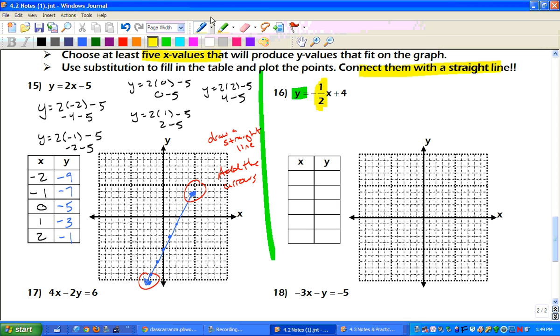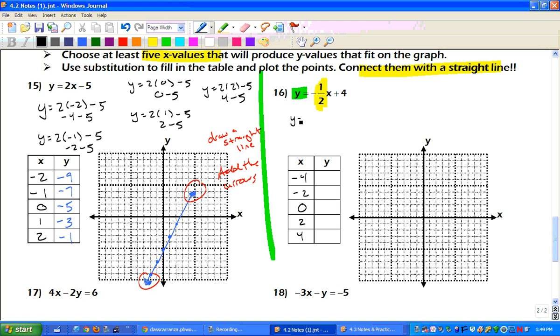Now I want to avoid having decimals in here, so I'm going to pick a couple different numbers. -4, -2, 0, 2, and 4. Okay, that's just going to help it out. Otherwise, you'd be dealing with decimals with like 0.5 and stuff like that, and we don't want to do that.